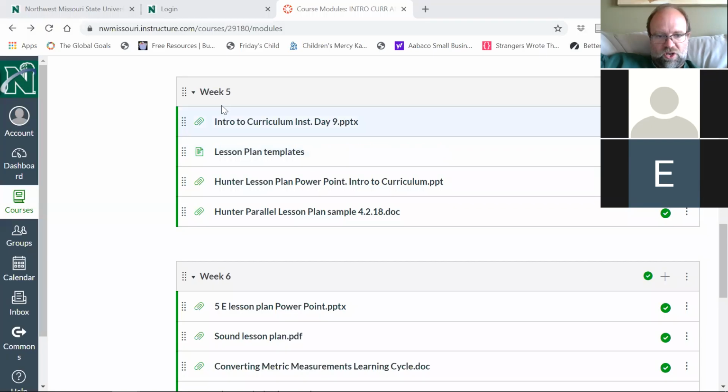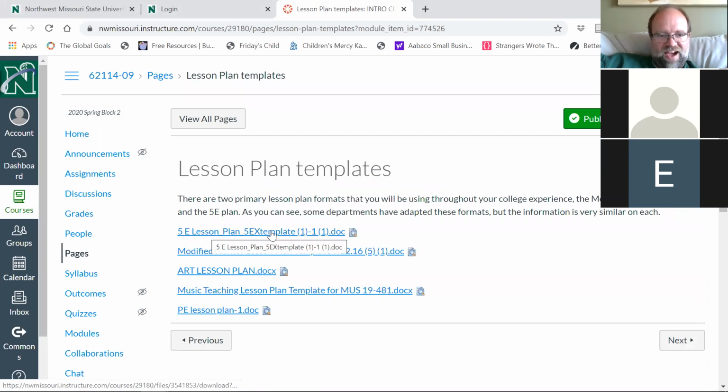So again, let me share the right screen with you. After I put you into the smaller groups, you're going to go into the week 5 module of your course website, and click on lesson plan templates. And you're going to look at what's called the 5E plan. You're going to look at something called the Modified Hunter Lesson Plan. And again, Madeline Hunter is one of the first recognized education gurus, and the plan that she created is widely used across the world. And you're going to look at some other plans as well. Stop the share there for a second. I'm going to pause our recording.